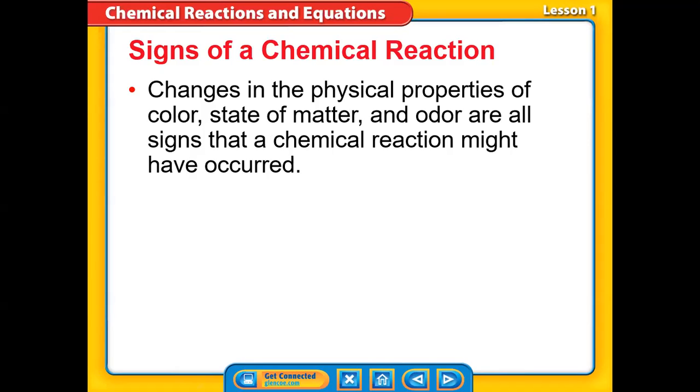I must observe some signs. I must observe some change. Yes or no? Yes. So this is what we call signs of chemical reaction. What we need to observe to know that the chemical reaction is already done or already working. Because there are some chemicals that, when we add them together, do not react. Like for example, when you add oil to water, they will not react. Yes or no? Yes. So like this, there is no chemical reaction.